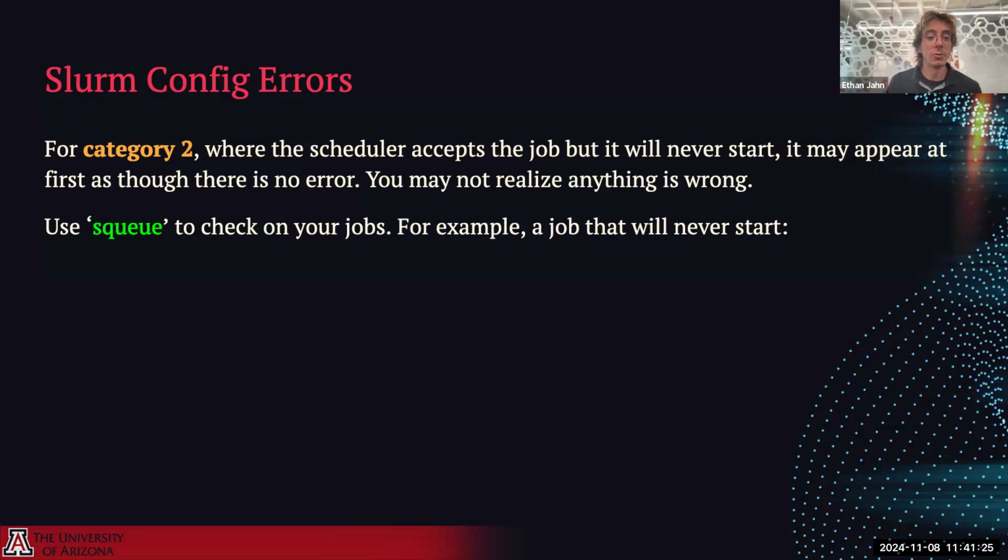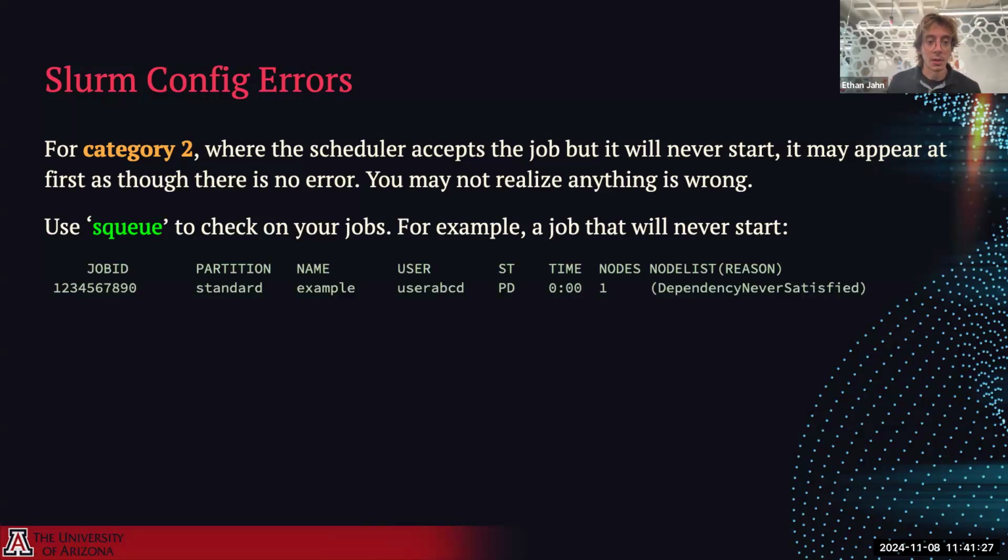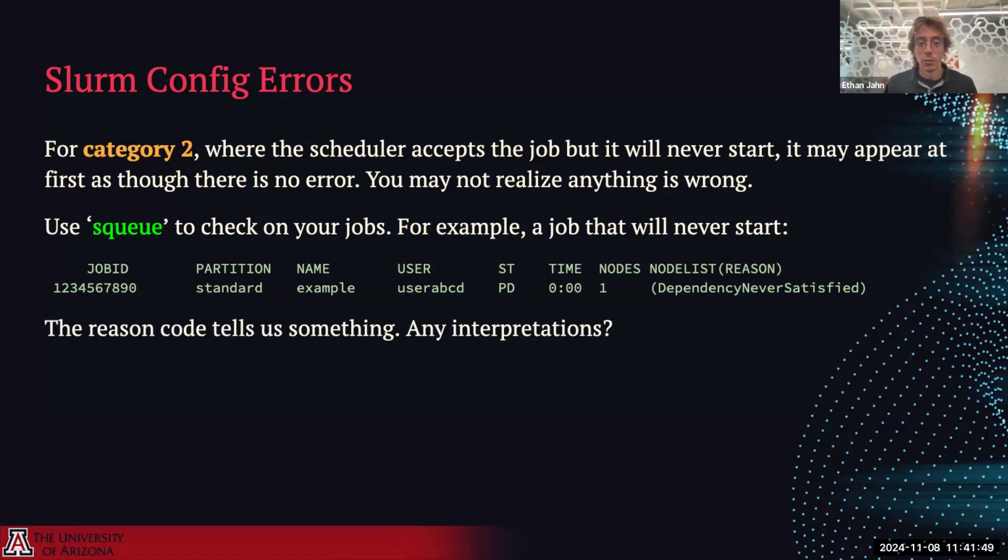So use SQ to check on your jobs. For example, if I use SQ, this is just an example that I wrote down. It's not a real job. But if you look at this, you do see here that the job is in the queue. Its state is pending. And if I don't look too carefully at it, it might just look normal to me, right? But if I look at the reason code, which is the column on the very right-hand side, that does tell us something.